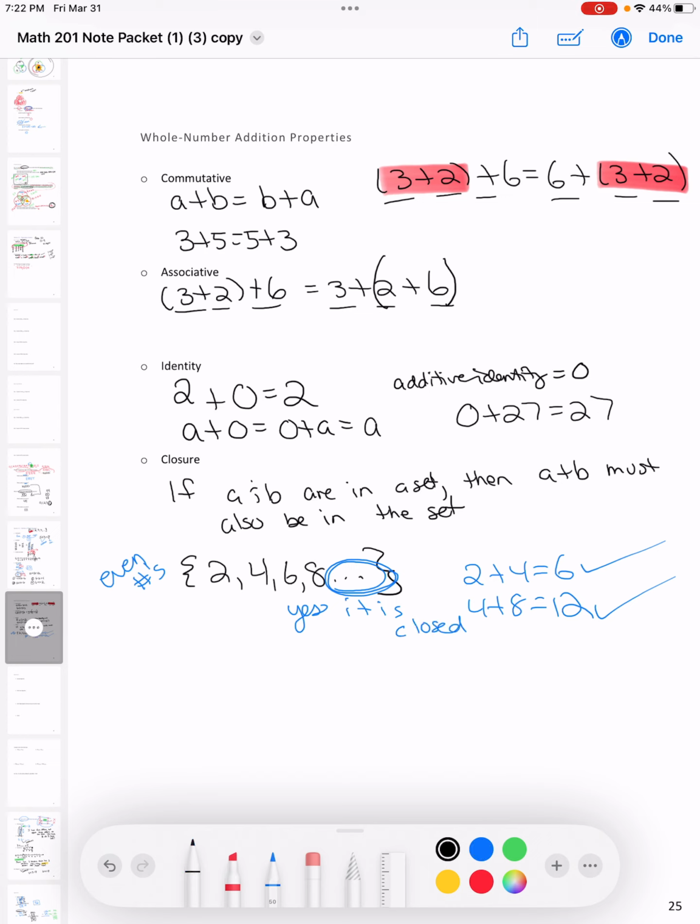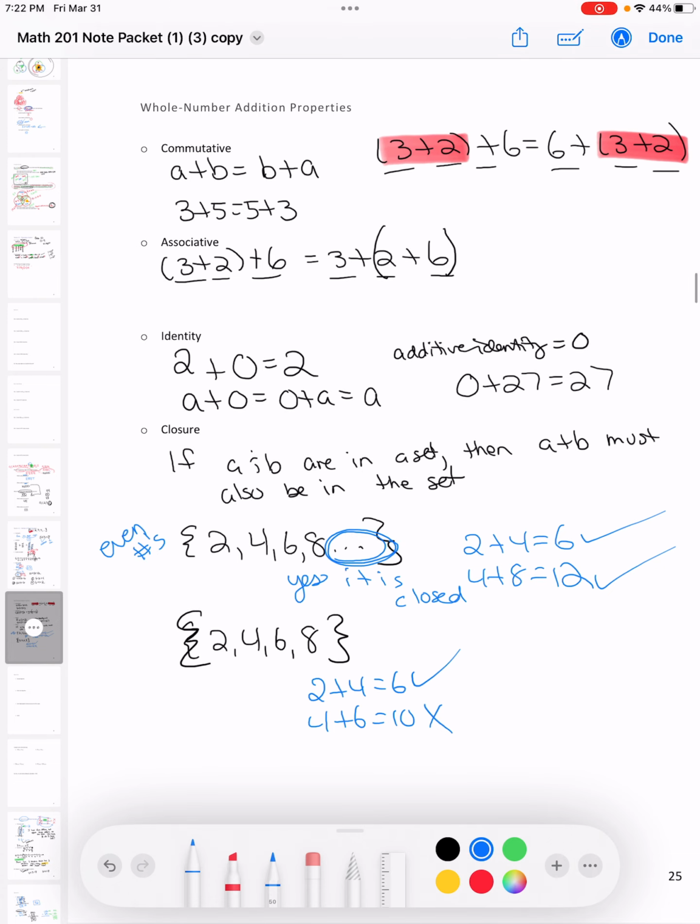Let me give you another set to think about. This time, I'm going to make it not have the ellipsis on the end. So this is just a set with 4 elements in it: 2, 4, 6, and 8. So again, I'm going to check it. 2 plus 4 is 6. That's in the set. But 10's not in the set. 4 plus 6 isn't in there. So if you just have one answer that's missing, doesn't matter how many good answers are in there, if one answer is missing, we say it is not closed. It did not have the answer in it.